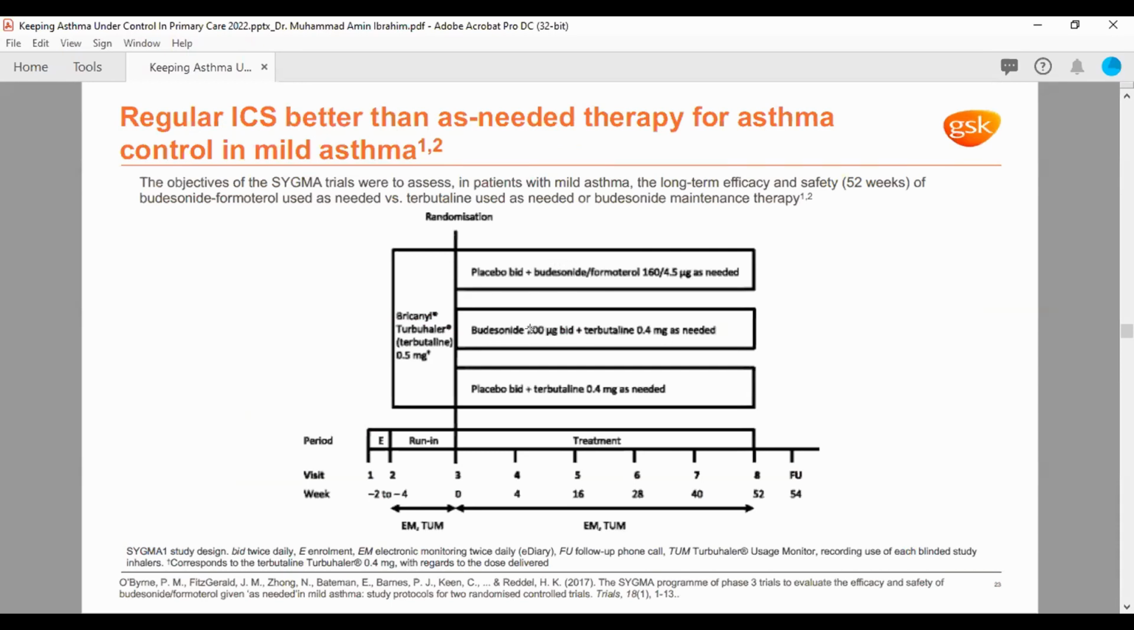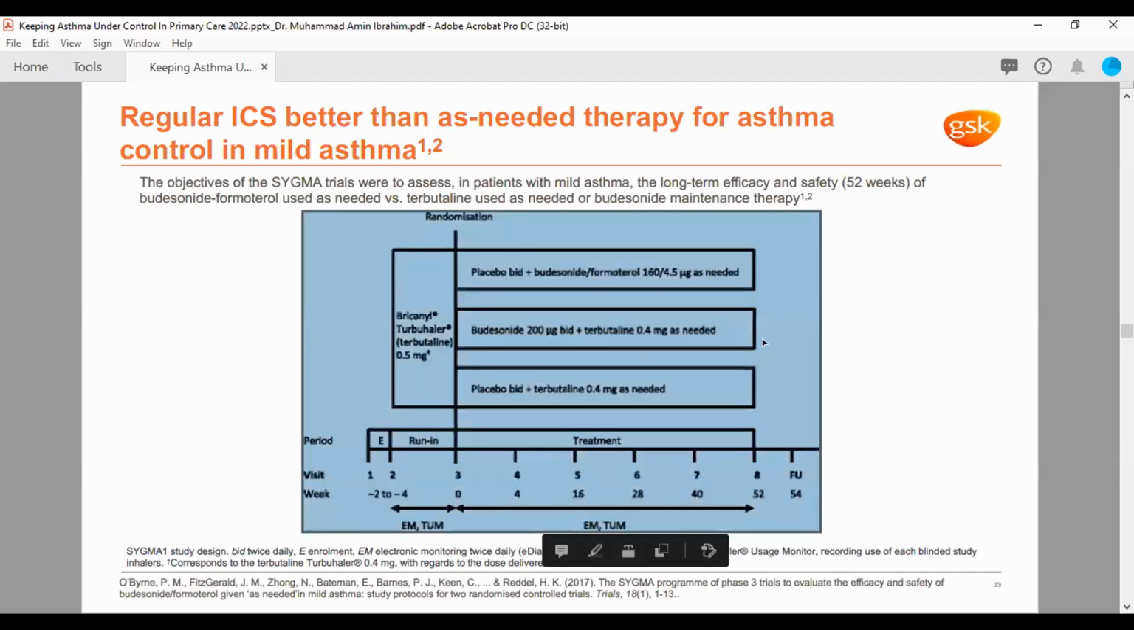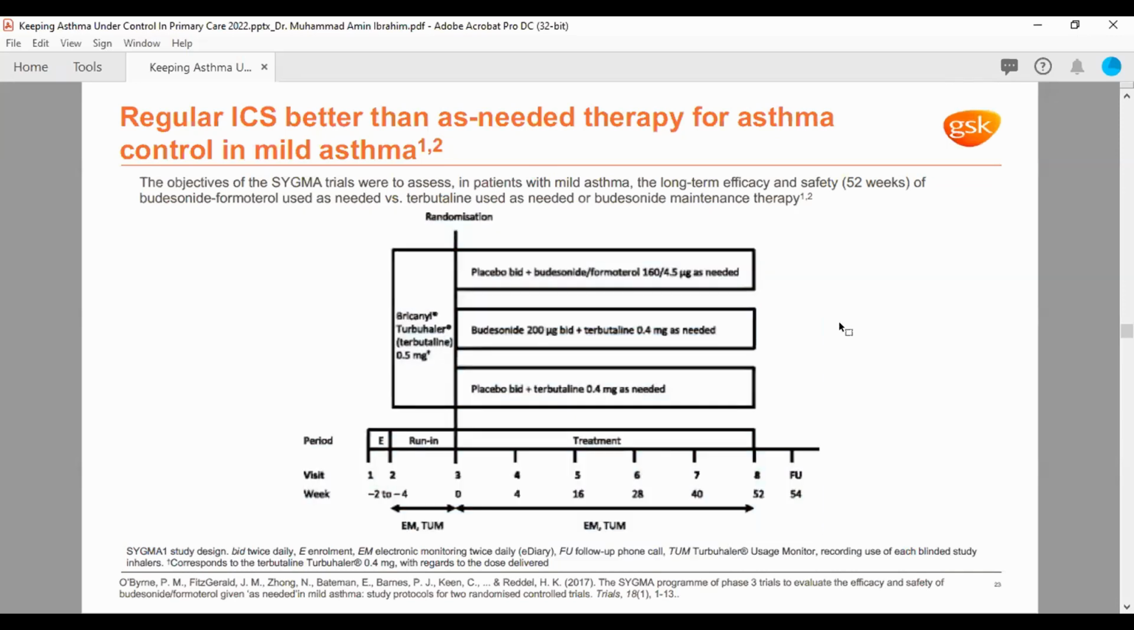The second arm, we're going to give a regular budesonide inhaler. On top of that, whenever the patient has symptoms, they will take terbutaline as needed. And the third arm, just SABA alone. And then they followed up these patients for a period of 52 weeks.